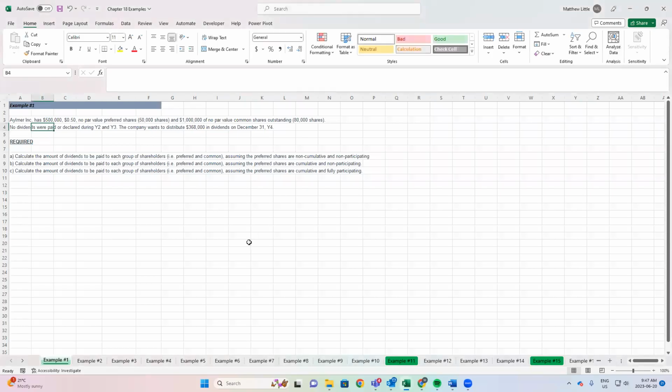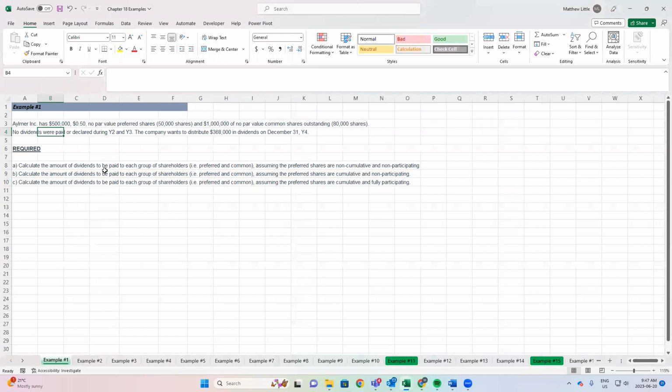All right. Well, example one. So let's look through example one. We have this organization, Elmer. They have 500,000 50-cent no par value preferred shares, so there's 50,000 shares, and 1 million no par value common shares with 80,000 shares outstanding.